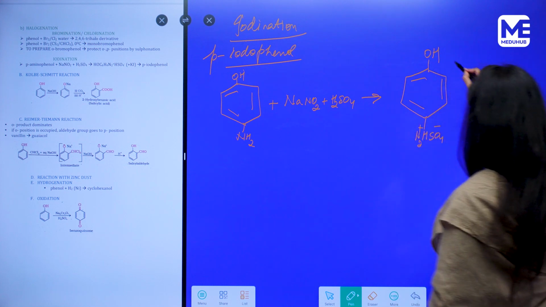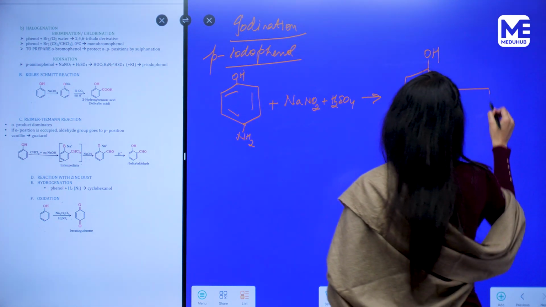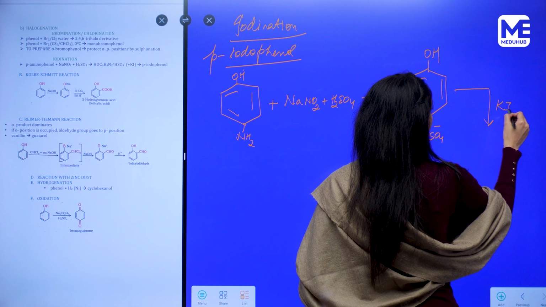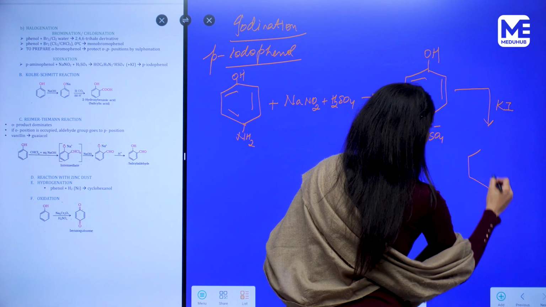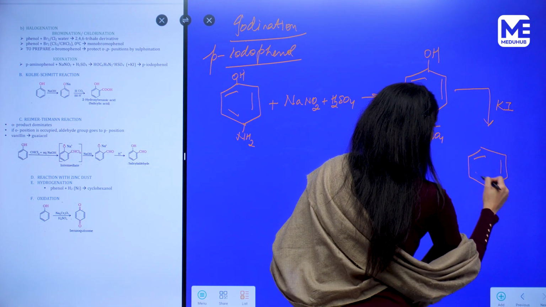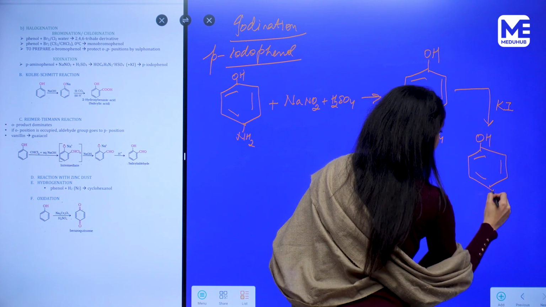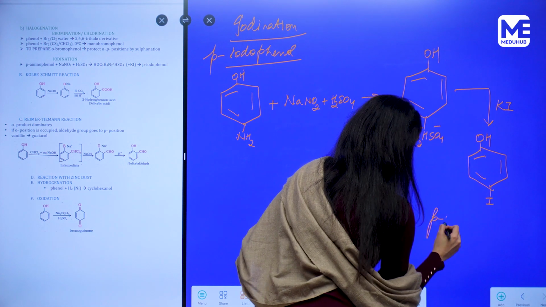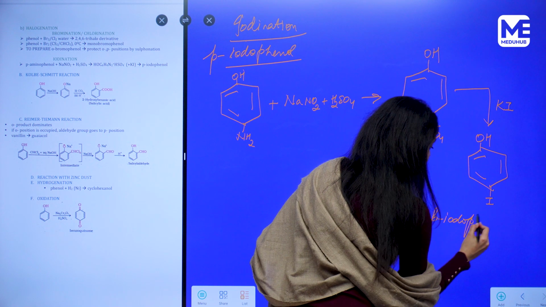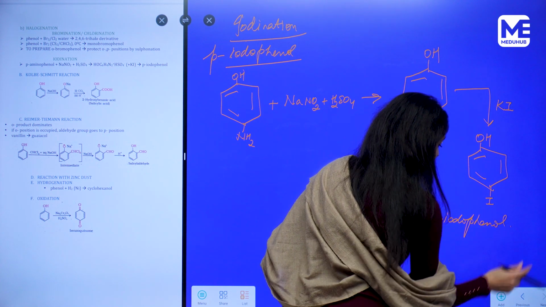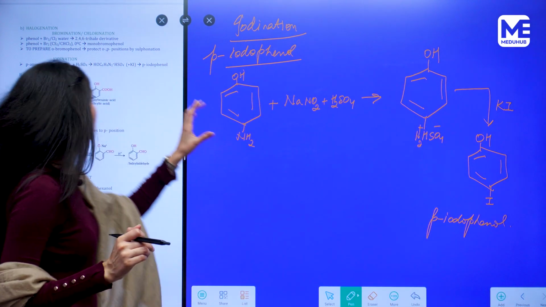N2 plus HSO4 minus. This now on treatment with KI, potassium iodide, gives us para-iodophenol. So this is it about halogenation.